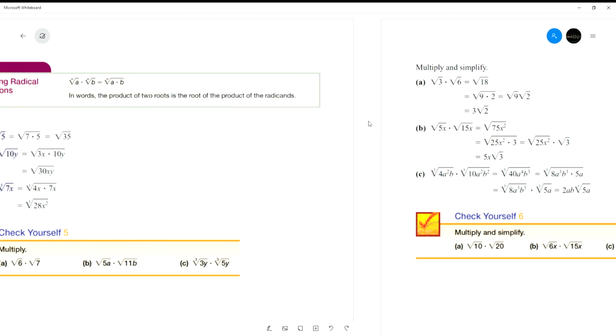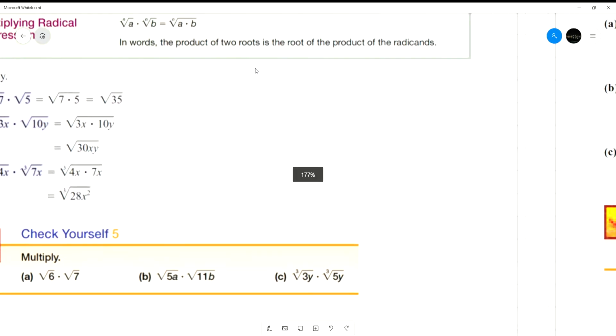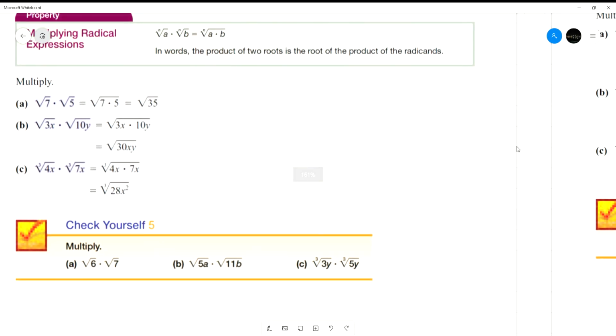We will be multiplying radical expressions. So here we learned the other day, right? If the roots of both radicals, or all the radicals, are the same, right? If it's the nth root of a times the nth root of b, you can multiply them as the nth root of a times b. Right? You could have more than one or two terms.